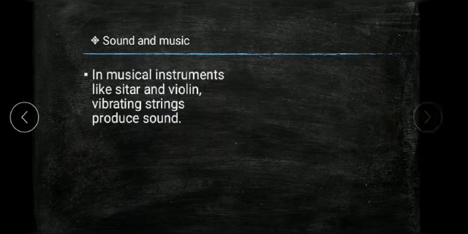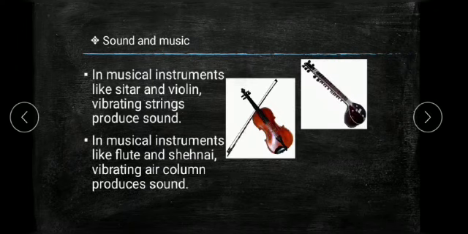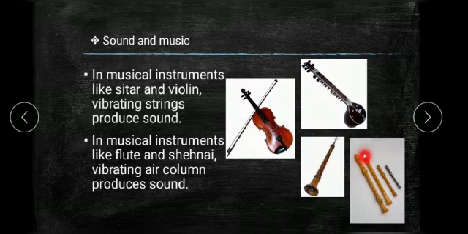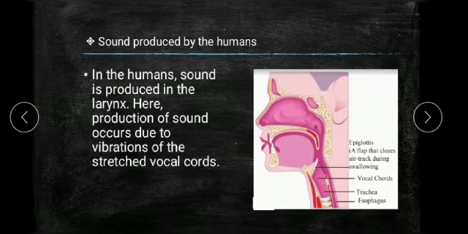Sound and music. In musical instruments like sitar and violin, vibrating strings produce sound. In musical instruments like flute and shehnai, vibrating air column produces sound. Sound produced by humans. In humans, sound is produced in the larynx. Here, production of sound occurs due to vibration of the stretched vocal cords.